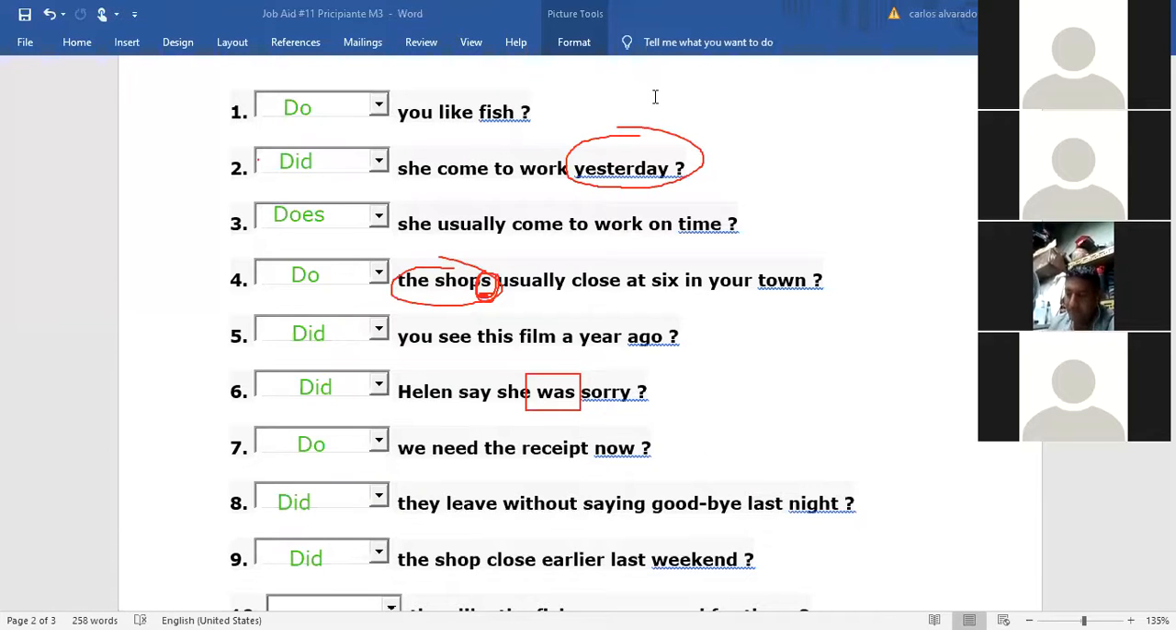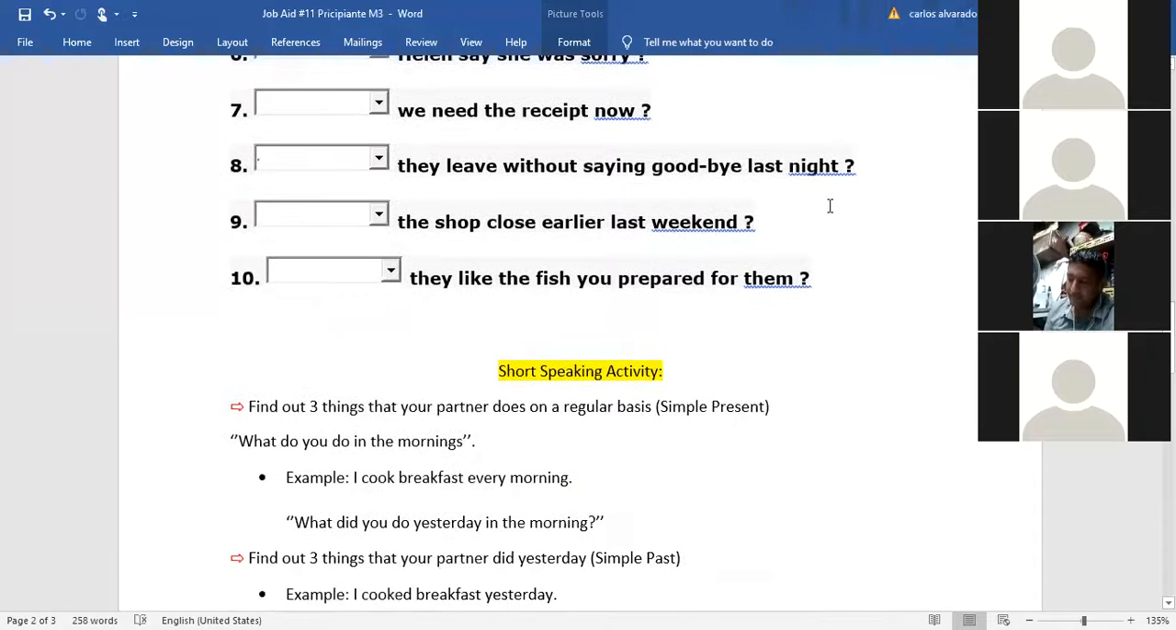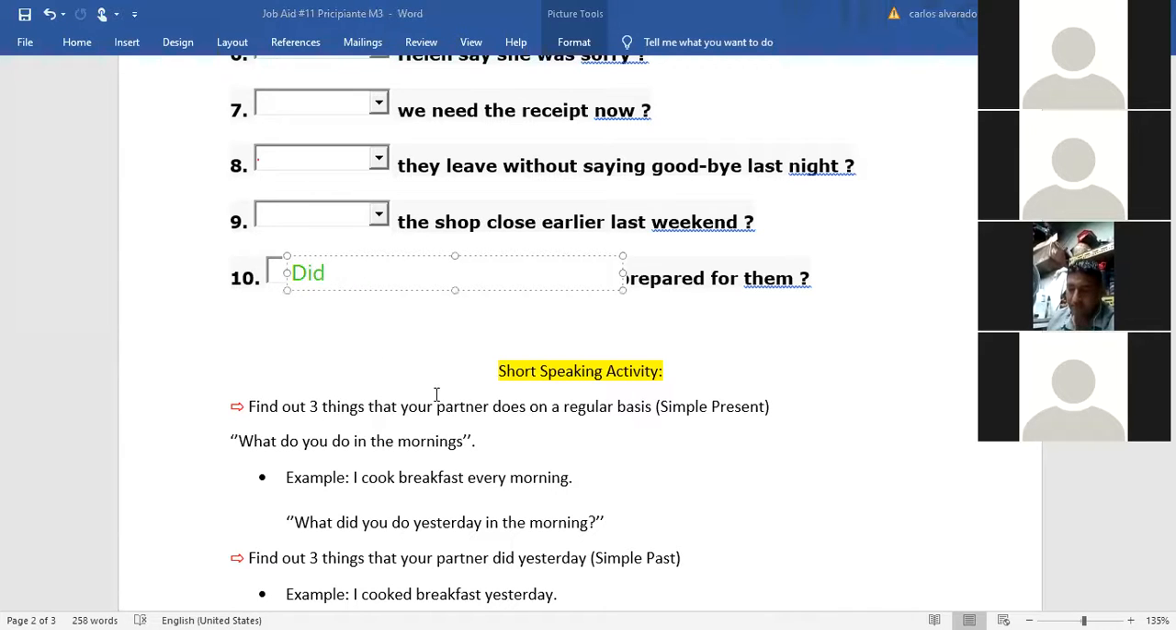Very good. Yeah. And I think that's it. Creo que hay una más. Let me see. Number 10. Blank they like the fish you prepare for them. ¿Cuál sería? Do. Okay. ¿Qué dicen did? No, it's does. I still ask you. Prepared. Past. ED, right? Ahí tengo un verbo en el pasado. Past. Okay. Very good. Excellent.